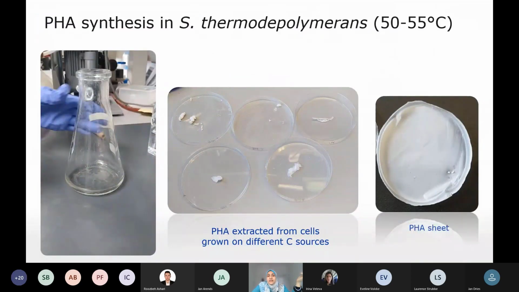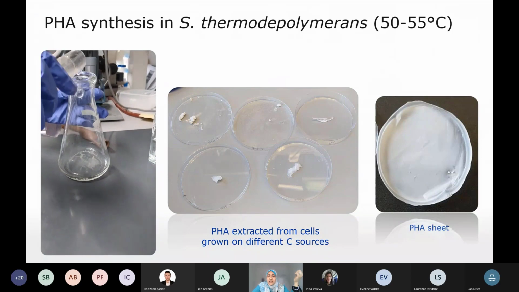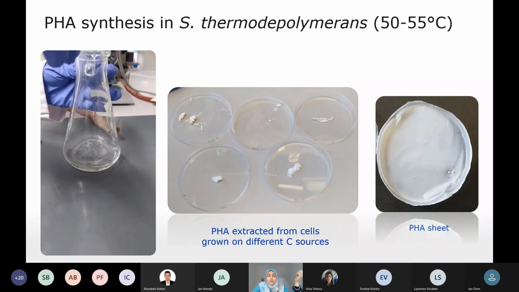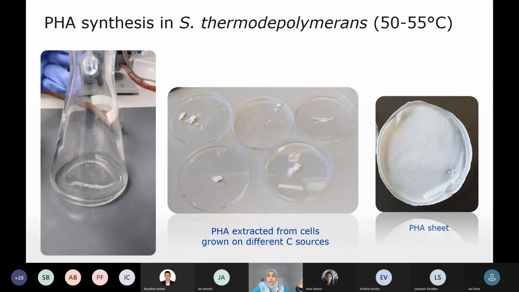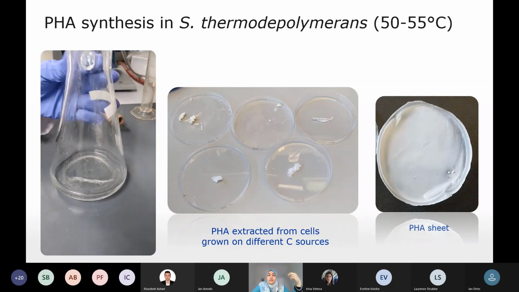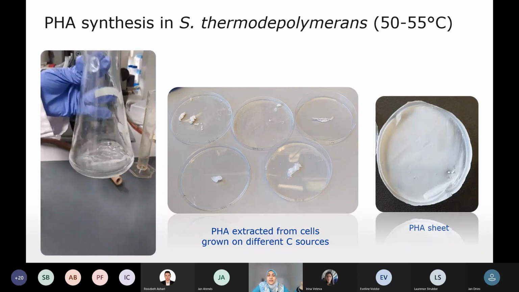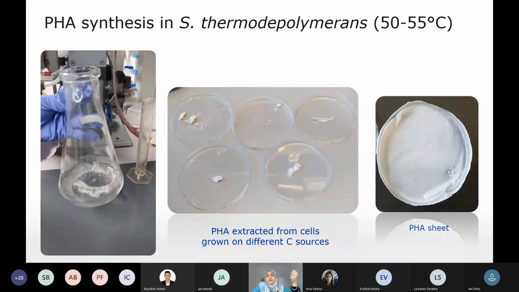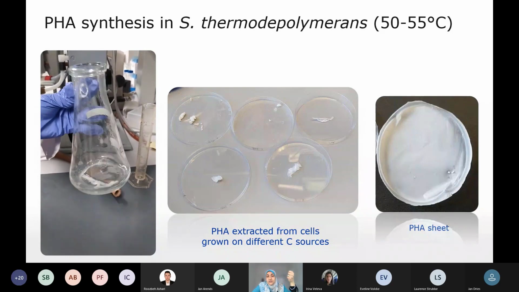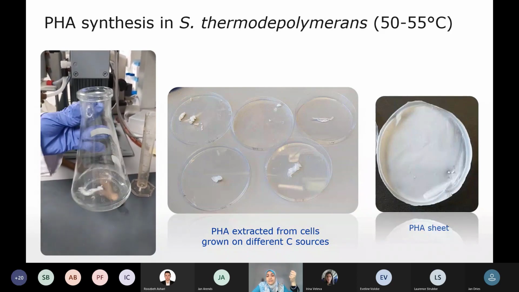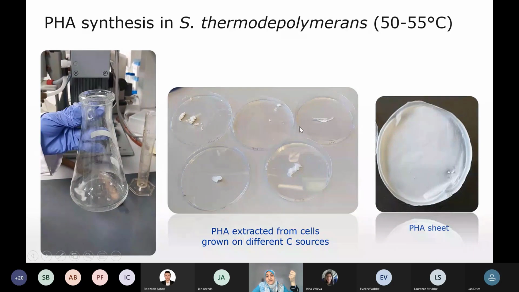Then I did PHA extraction. I dried my cells and then dissolved them in chloroform to dissolve the PHA. Then just by adding cold methanol to it, we can directly obtain the PHA, as you can see here. In this image, there is PHA from different carbon sources, and finally I could also obtain a PHA sheet from the bacteria.